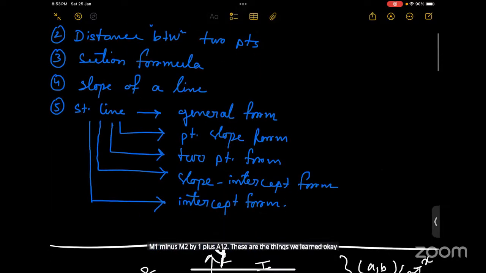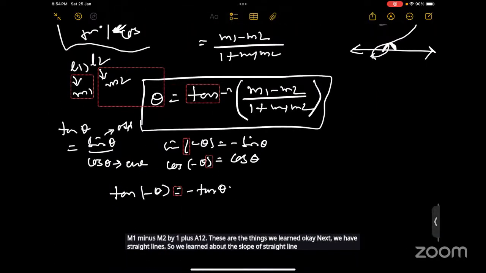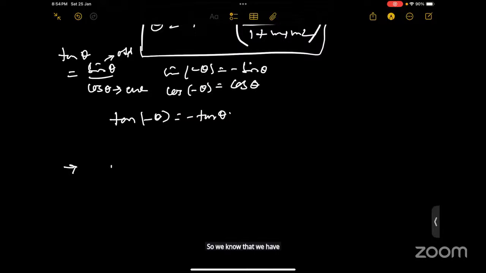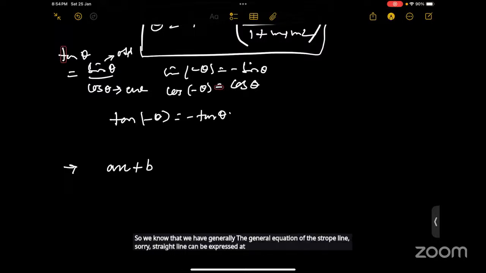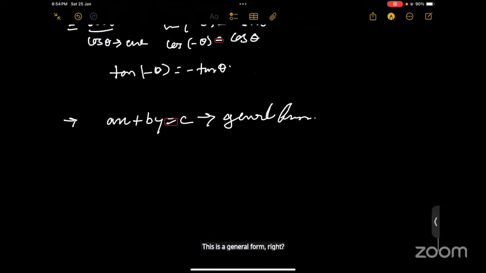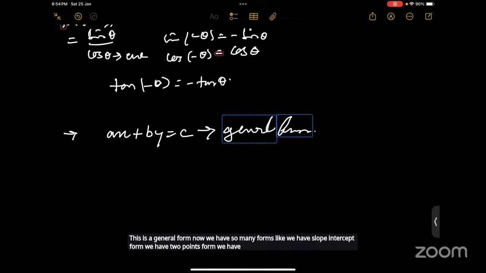Okay. Next we have straight lines. So we learned about the slope of a straight line. Then we have to know about the forms, I mean, how can we express the straight line, right? We know that the general equation of the straight line can be expressed as ax plus by equals c. This is the general form. Now we have so many forms, like the slope intercept form, the 2 points form, the intercept form, so we have 5 to 6 forms to express a straight line.